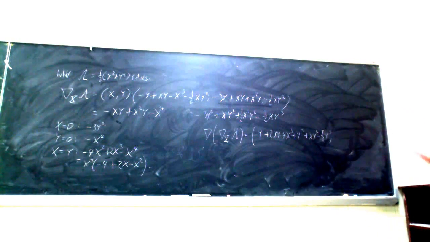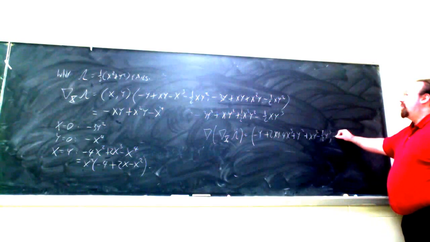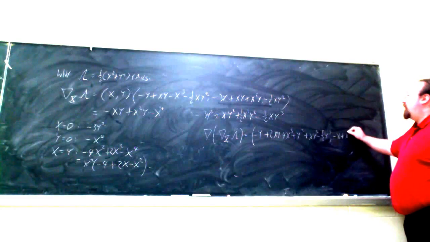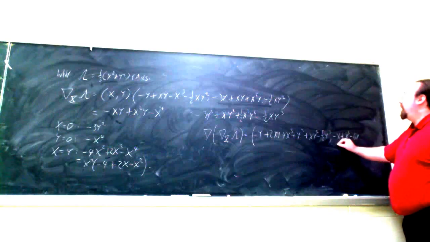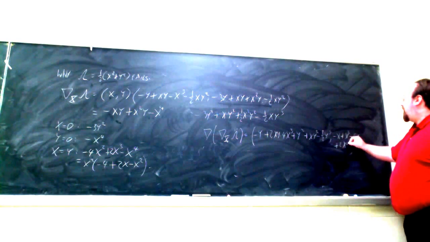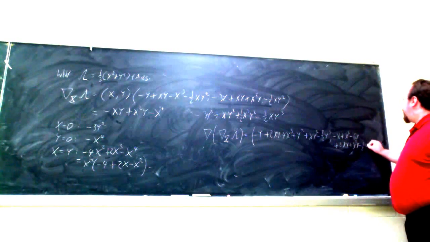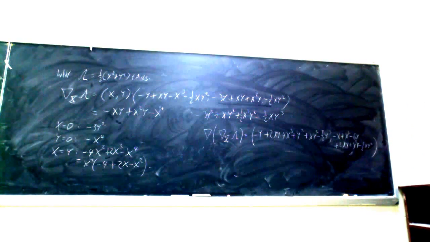And then the other component, with respect to y, you'd have minus x plus x squared minus 6y plus 2xy plus x squared y minus 3/2 xy squared. So that's your gradient. And if you plug in xy equals 0, 0, that would definitely be a critical point.